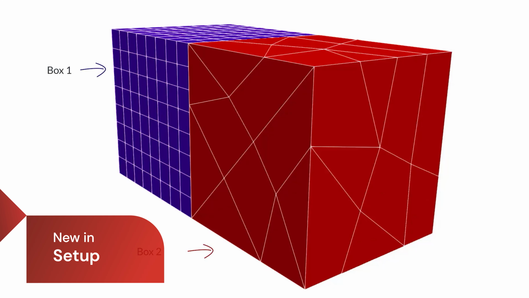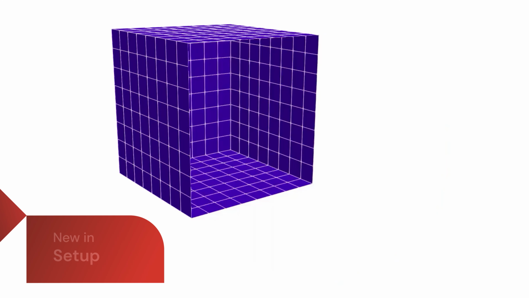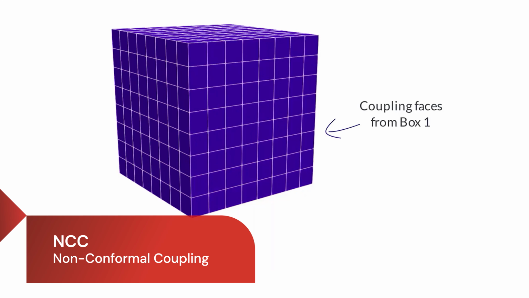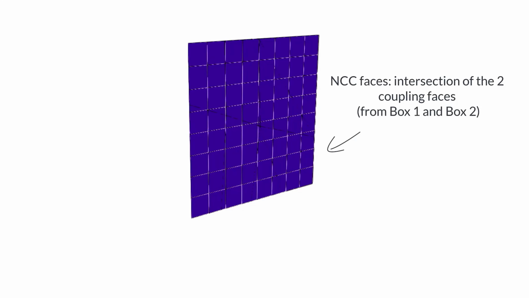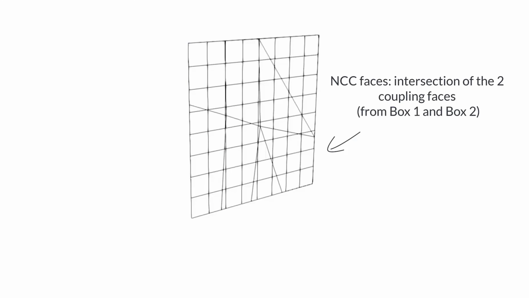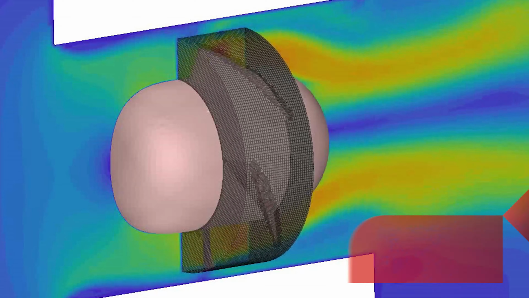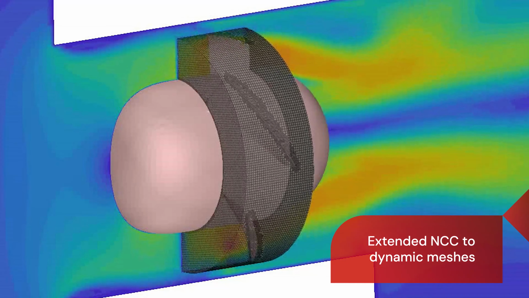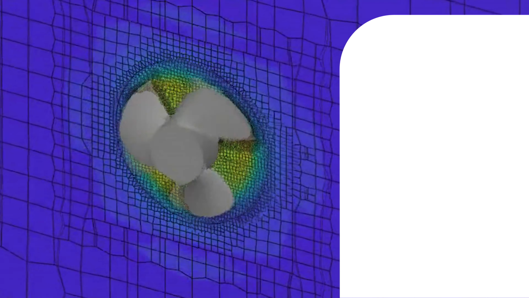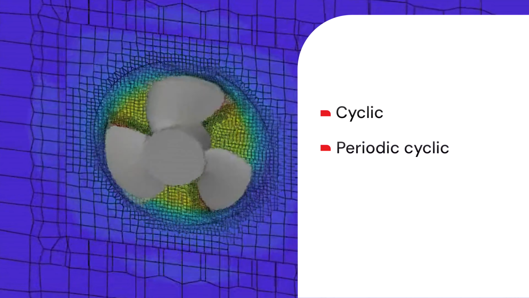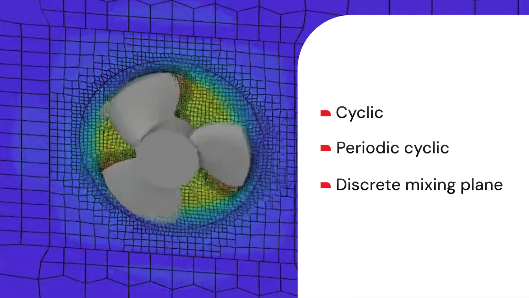In version 4.2.0, we introduced a new method called NCC, standing for Non-Conformal Coupling, used for mesh interfaces, which presents accuracy and mass conservation benefits over the traditional AMI method present in HELYX and ELEMENTS. In the previous version, the NCC method was limited to static mesh interfaces only. Now, in version 4.3.0, we extended the NCC to dynamic mesh interfaces as well, allowing the same boundary conditions available for AMI interfaces, such as cyclic, periodic cyclic, and discrete mixing plane boundary conditions.